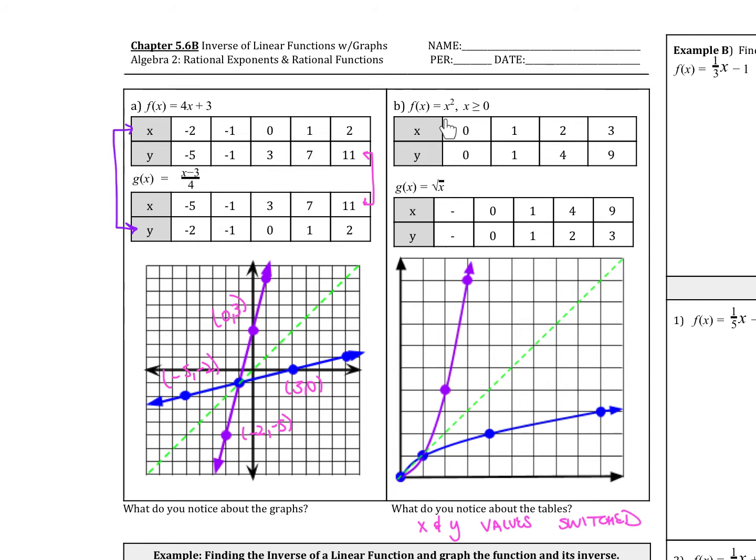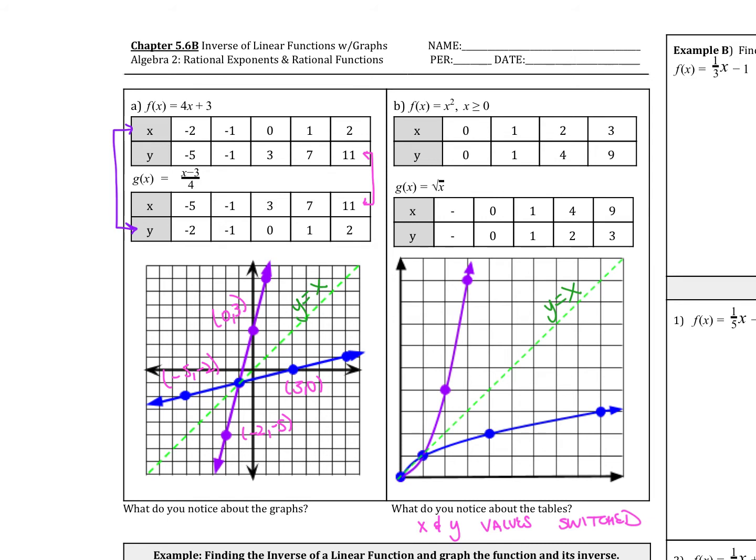And the same thing here for our radical and our square root. Notice that the x values are the y values for the radical, and the x values for our g of x are our y values for our f of x. So those are flipped. Also notice there's this green line here. So what do we notice about the graphs? They're all reflected across this line called the line of reflection. That line of reflection is y equals x. So each of those graphs are reflected across that line.